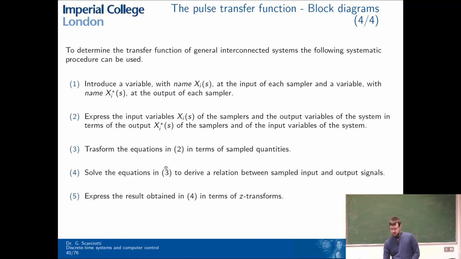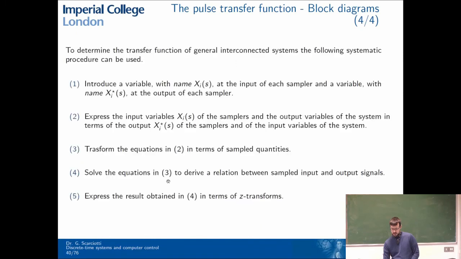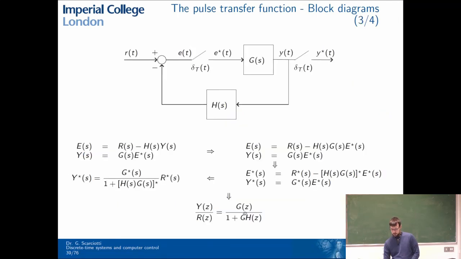Then we solve the equation to find the relation between the output and the input, like in this case. And finally, we can express the result in terms of the z transform. And so we obtain this.